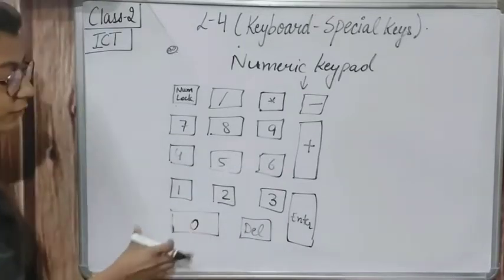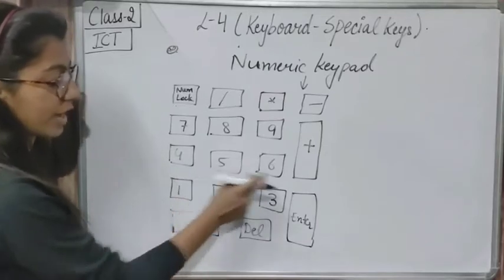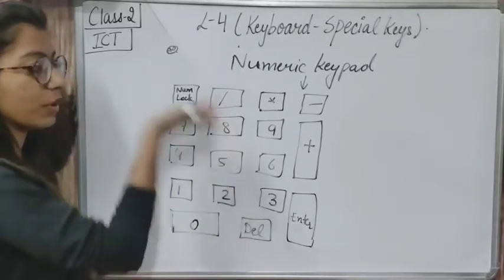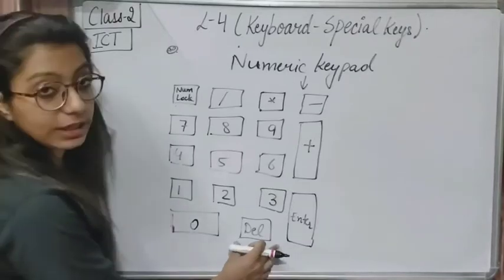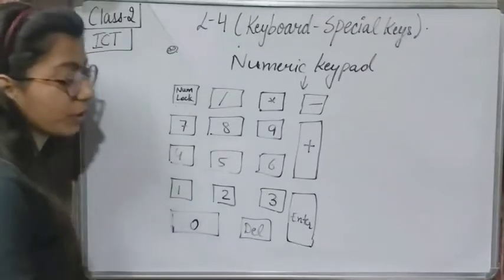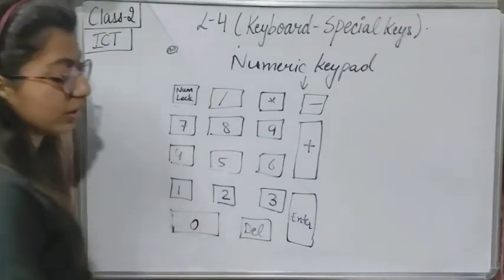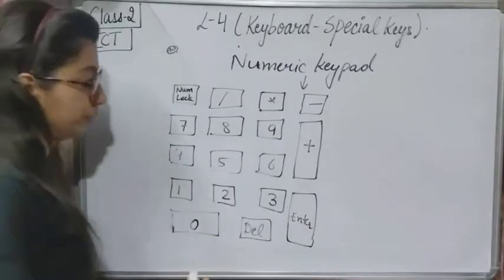Then there are numbers from 0 to 9 given, 0, 1, 2, 3, 4, 5, 6, 7, 8, 9, from below to above. Okay, and then here is a button of delete. If we type something wrong, we can delete it from here. And here is the enter button to come on the next line. Next line पे आने के लिए we press enter.